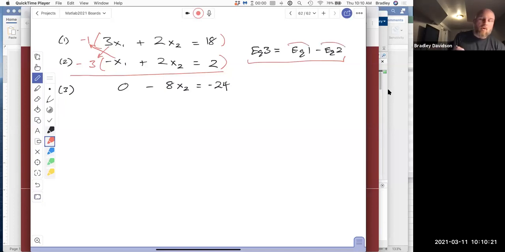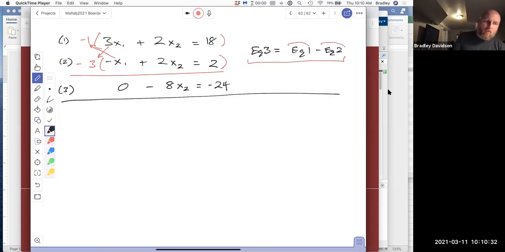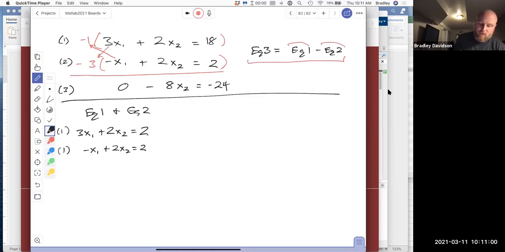And so here's what I mean. Or different ways to combine, let's say, these 3 equations. I want to make that statement and show you what I mean. So we can combine equation 1 and equation 2, and if we do that, I'm just going to write it out. So 3x1 plus 2x2 is equal to 2, and that's equation 1. And equation 2 is negative x1 plus 2x2 is equal to 2. Those are my 2 that I can combine.